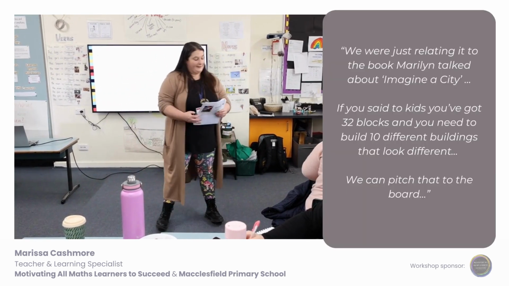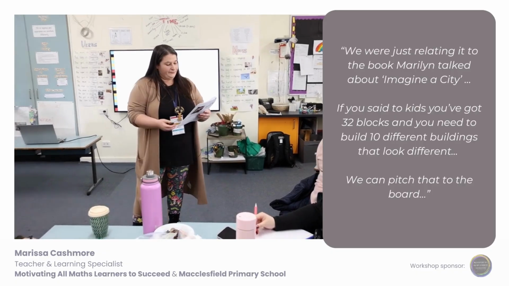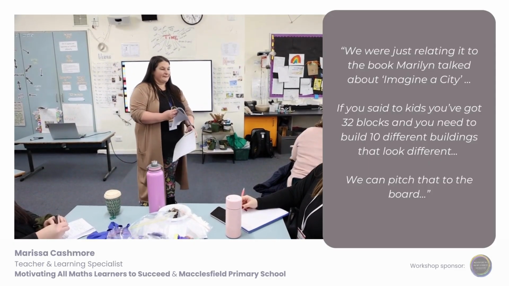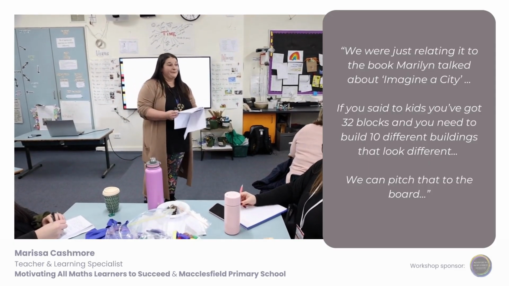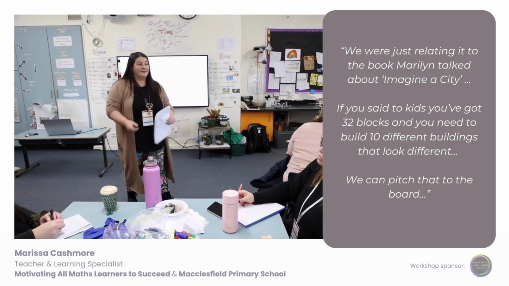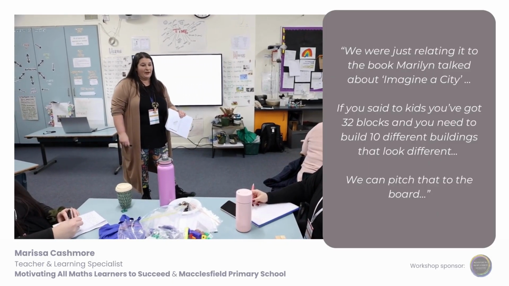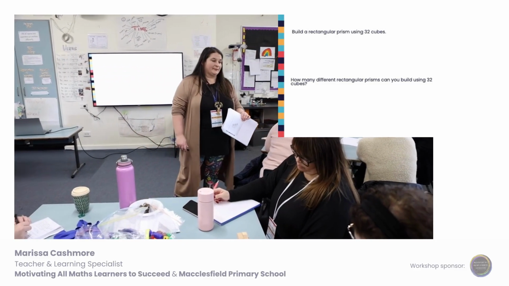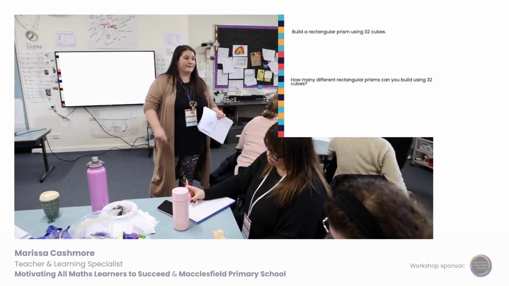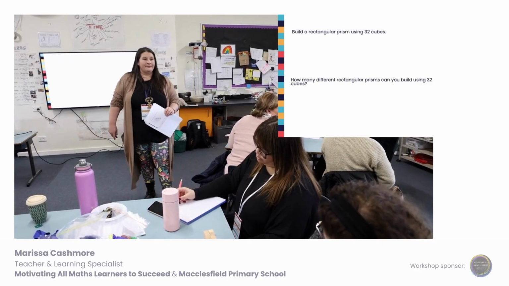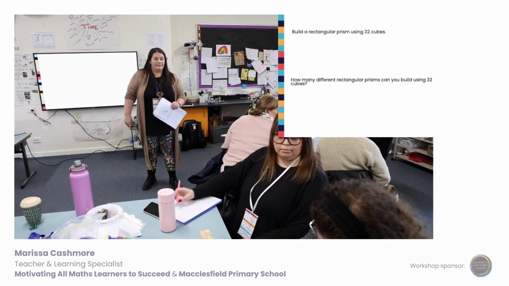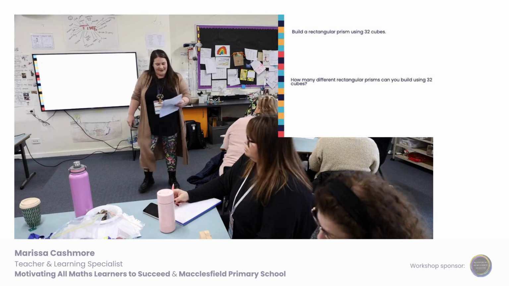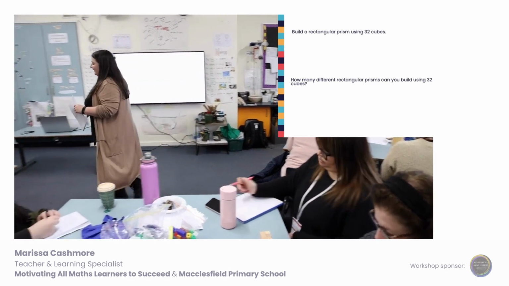We were just relating to the book that Marilyn talked about, Imagine a City. If you said to kids, oh, you've got 32 blocks, we have to build 10 different buildings that look different, them doing it and then pitch that to the board. And then a way to extend it as well, it doesn't necessarily have to be a rectangular prism, how many ones can you make with it as well? Because you could just do one singular line of 32 as well. Yeah. All right. So just an extension onto that.